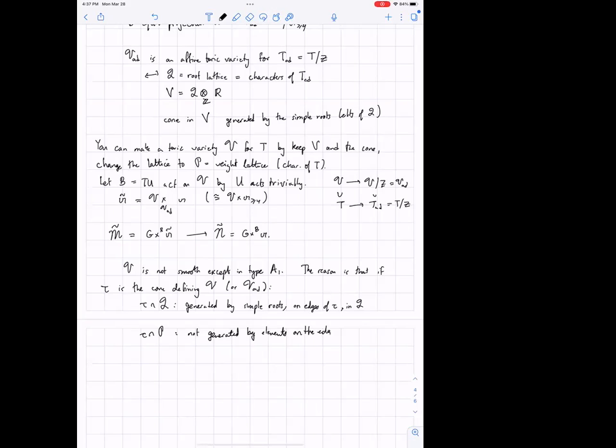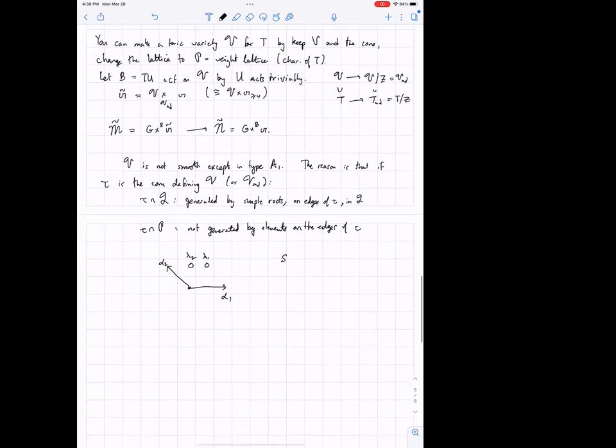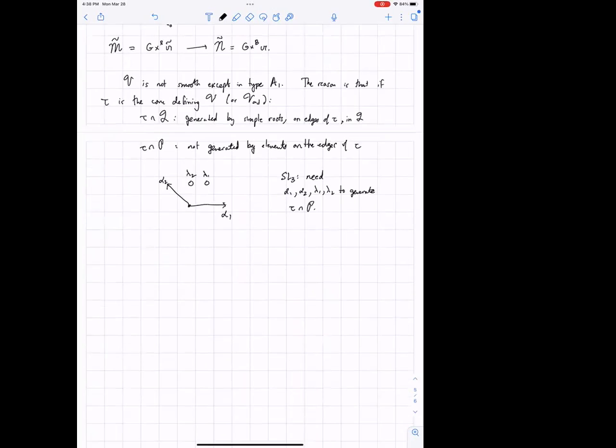And the picture in SL3 is something like this. So this is alpha 1 and alpha 2, and you can form your cone like this. But what you're missing here is the fundamental dominant weights, lambda 1 and lambda 2. So in SL3, you need 4 elements to generate the cone tau intersect P. So it's not smooth.